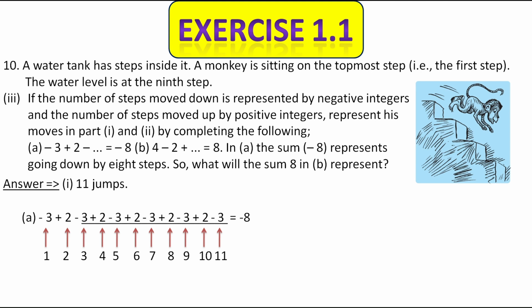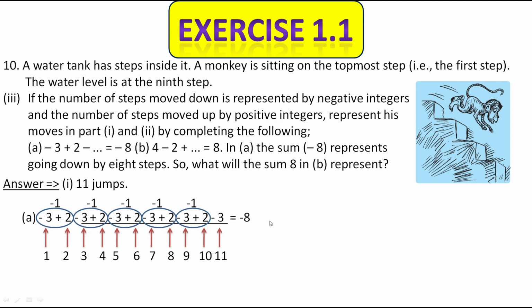Let's check whether we get the answer -8 or not. Here -3 + 2. When we make a pair, we get the answer as -1. How many times? 5 times. Okay. Means here altogether we get -5 as the answer in these 5 pairs. -5 and this remaining -3 will give you the answer as -8.